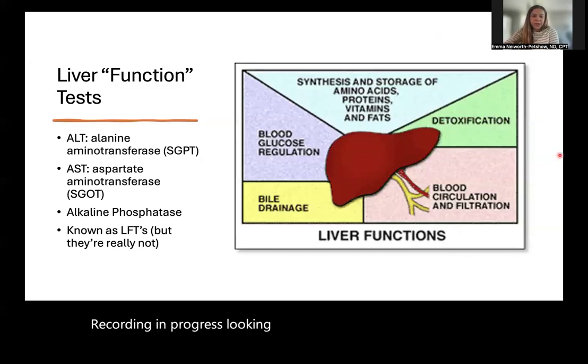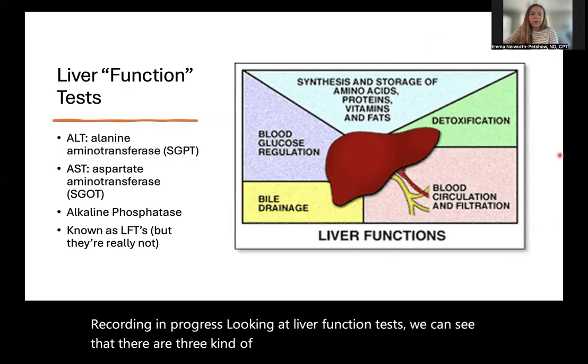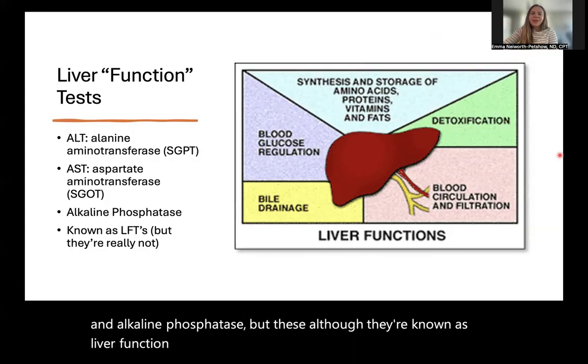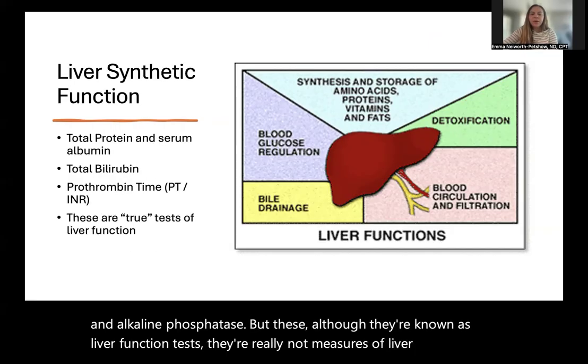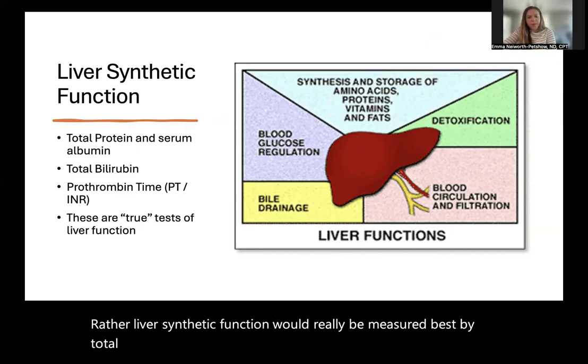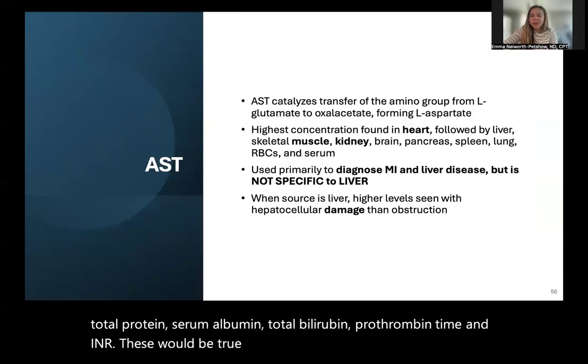Looking at liver function tests, there are three major tests we'll talk about: ALT, AST, and alkaline phosphatase. Although they're known as liver function tests, they're really not measures of liver function. Rather, liver synthetic function would be measured best by total protein, serum albumin, total bilirubin, prothrombin time, and INR. These would be true tests of liver function itself.